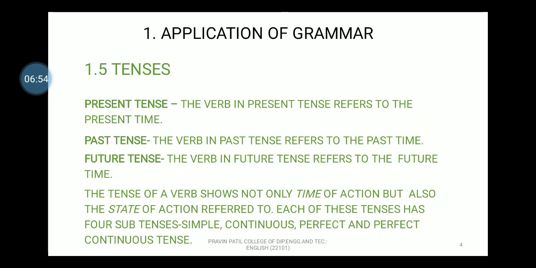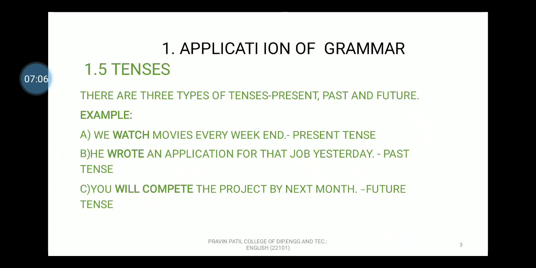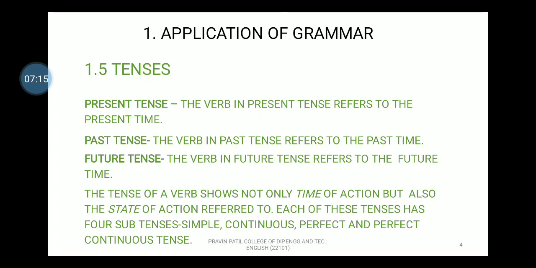The verb in the present tense refers to present time, present action. The verb in the past tense refers to past time. For example, watch refers to present time, wrote indicates past time, and will complete indicates future time. The tenses of a verb show not only the time of action but also the state of action. Each of these tenses has 4 subtenses: simple, continuous, perfect, and perfect continuous.